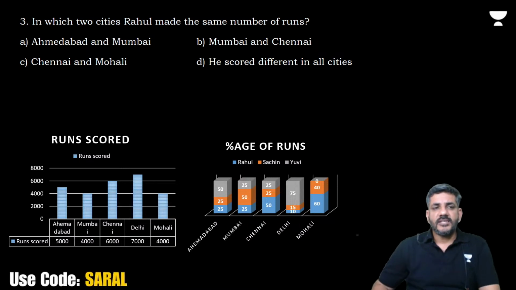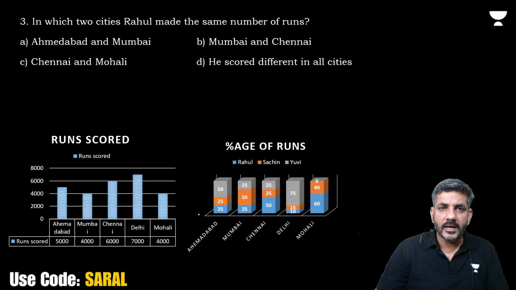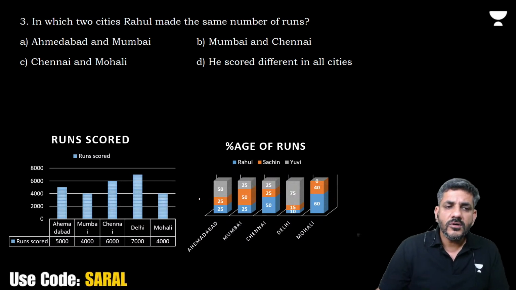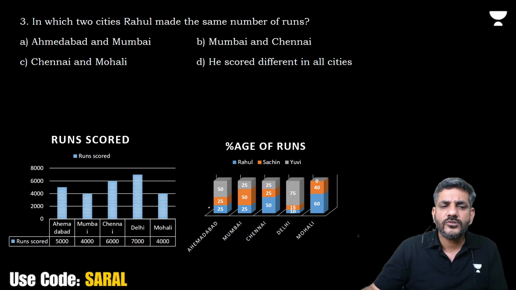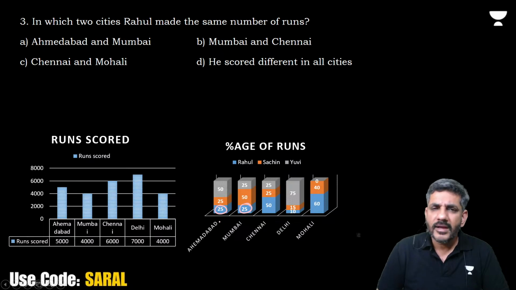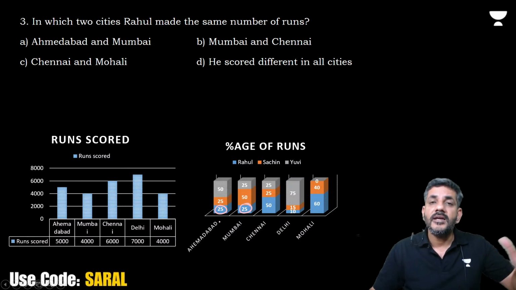So in which two cities did Rahul make the same number of runs? If I try to calculate the runs scored by Rahul in the cities, I can't say that Rahul has scored 25% here, 25% here, so they are equal. No, I can't say that. The reason is these two 25% have different bases.